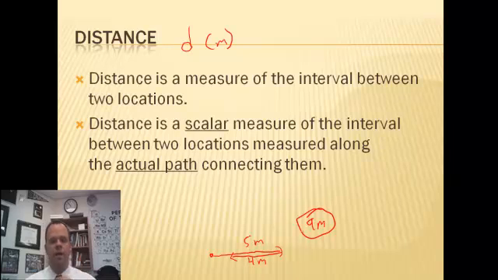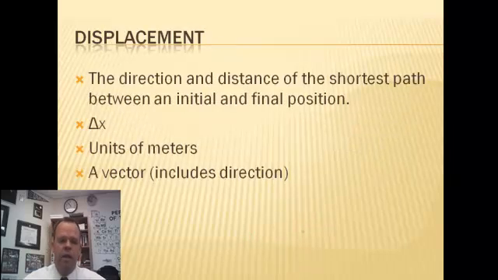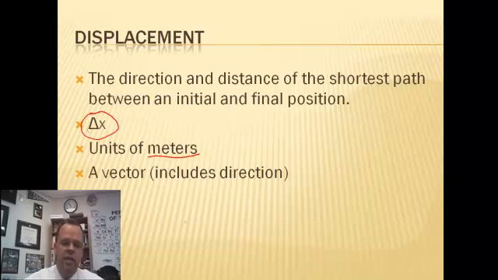So they walked 5 meters, then they walked a distance of 4 meters for a total of 9 meters traveled. The difference becomes when we start talking about displacement. Displacement, if you'll remember, is our variable delta x. It's also going to be in the unit of meters. But this is what we refer to as a vector. A vector is something that includes direction. So this is the distance and direction of the shortest path between the initial and final position.